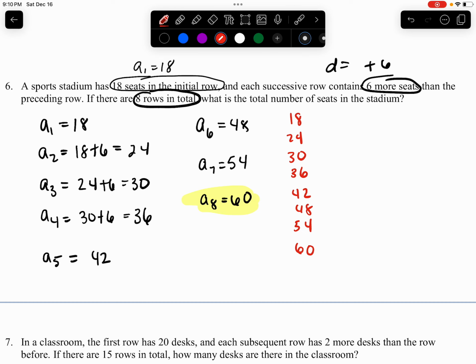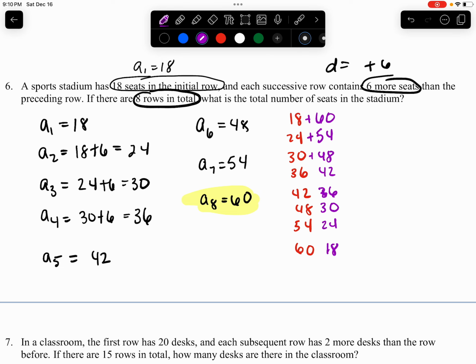Okay. And remember at the very beginning of the school year, some of you guys added 1 through 20 and then 20 through 1 backwards, right? To get the same number for each one. So all I'm going to do here is count backwards. So I'm going to do 60, 54, 48, 42, 36, 30, 24, 18.